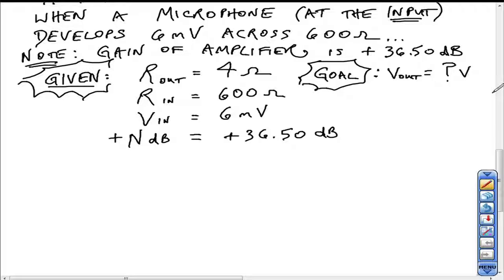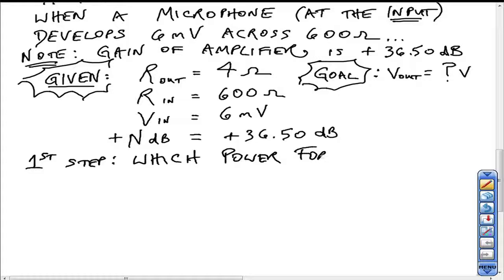All right, so now the fun begins. Let's go ahead and think about which power formula. I'm going to just do this first step: which power formula should we use?